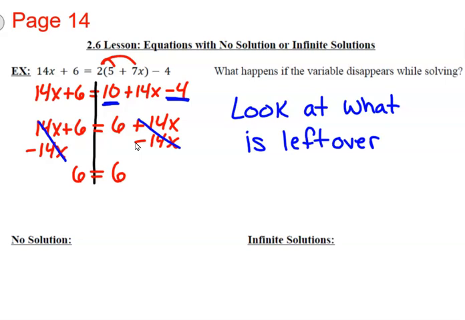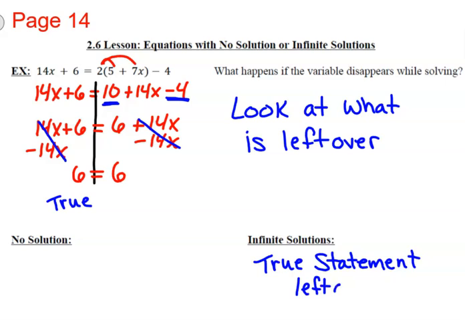When you have your equation at this point, it's either going to give you something that is true or something that is false. Right now, this says 6 equals 6. That's a true statement. Something that is false would be if it said something like 6 equals 10. And 10 and 6 are obviously not the same number. What happens is if you have a true statement at the end, that's actually going to be infinite solutions. So if you have a true statement left over, that means we have infinite solutions.